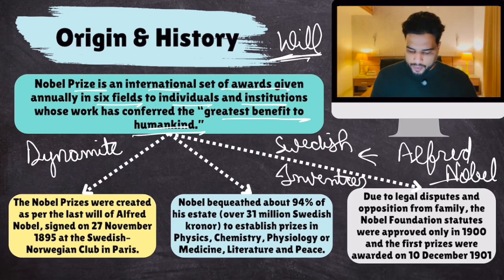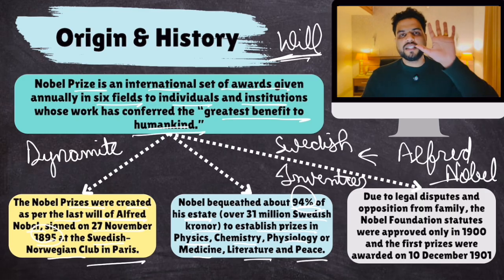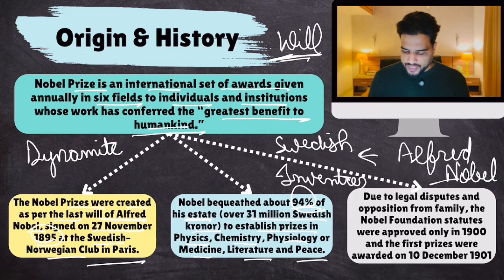Okay, so the Nobel Prizes were created as per the last will of Alfred Nobel, signed on 27 November 1895 at the Swedish Norwegian Club in Paris. Nobel bequeathed 94% of his estate, which was about 31 million Swedish kroner. Kroner is the currency of Sweden. To establish prizes in physics, chemistry, physiology or medicine, literature, and peace. So basically, he said 94% of his property will be used to give prizes to people in these 5 categories: physics, chemistry, physiology or medicine, literature, and peace.